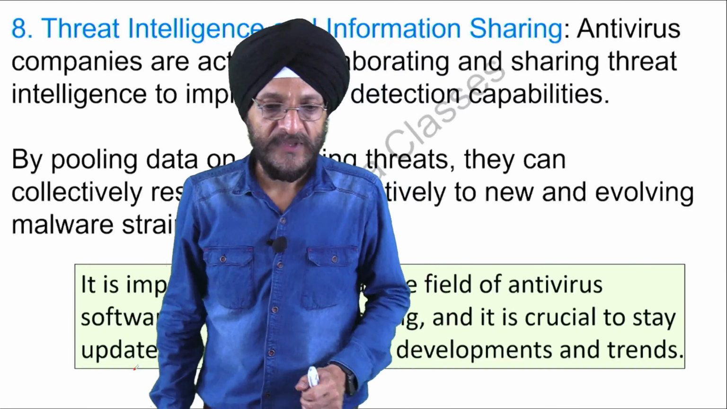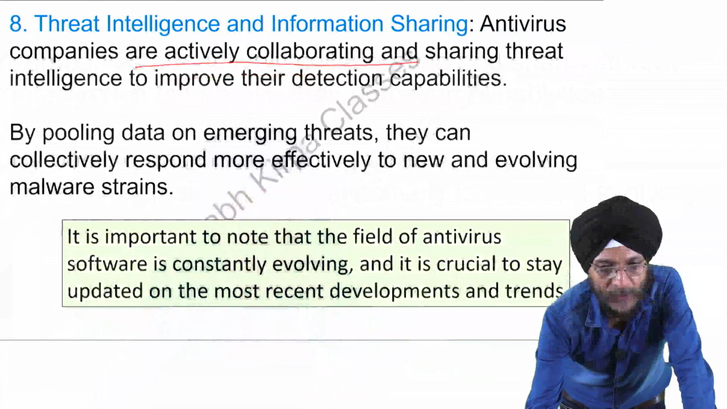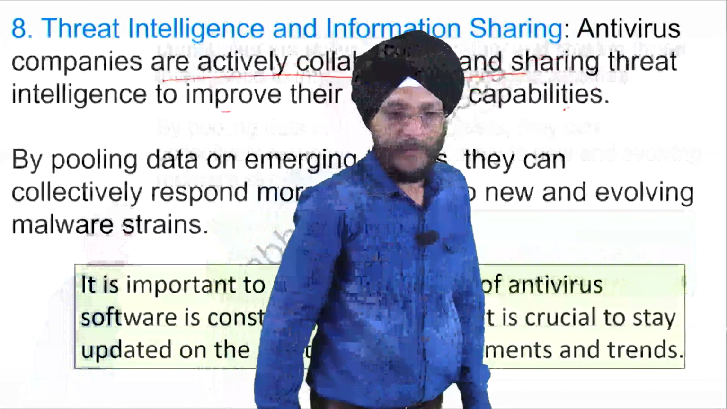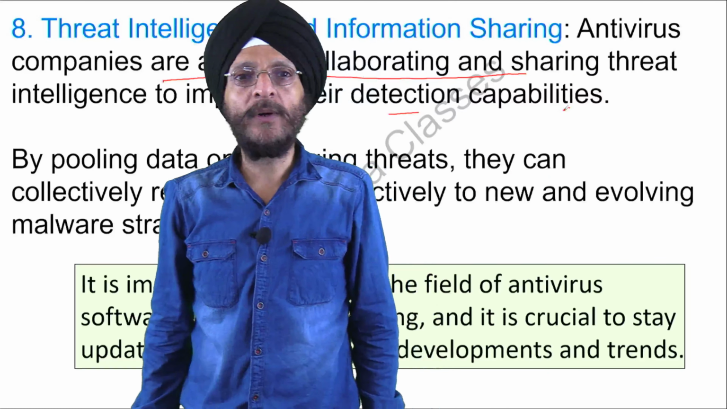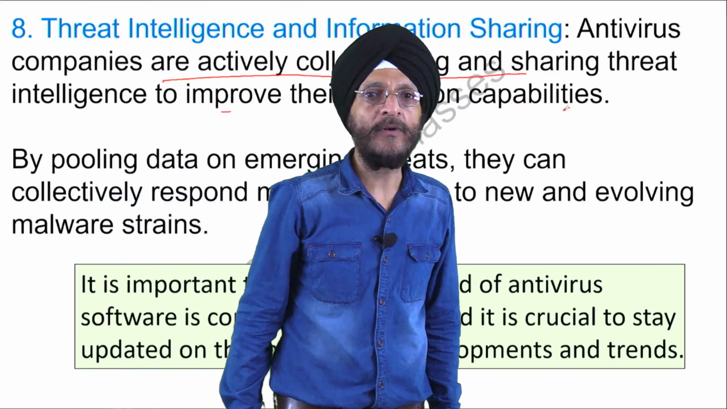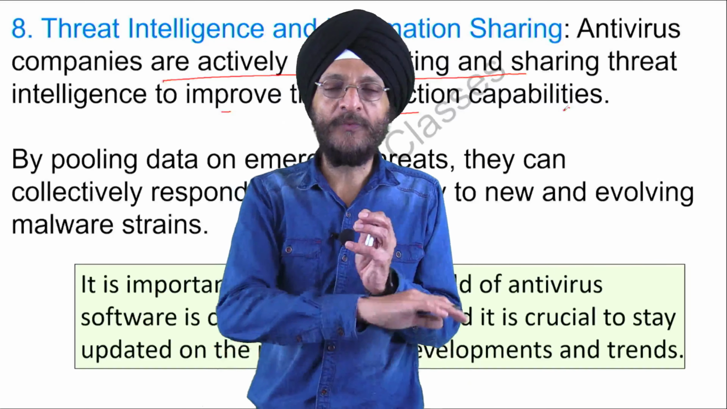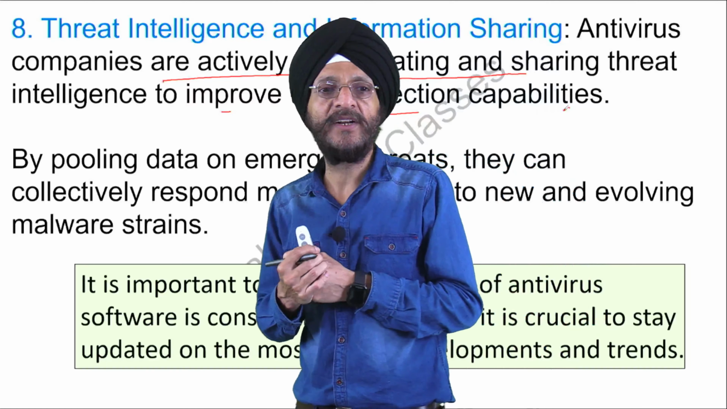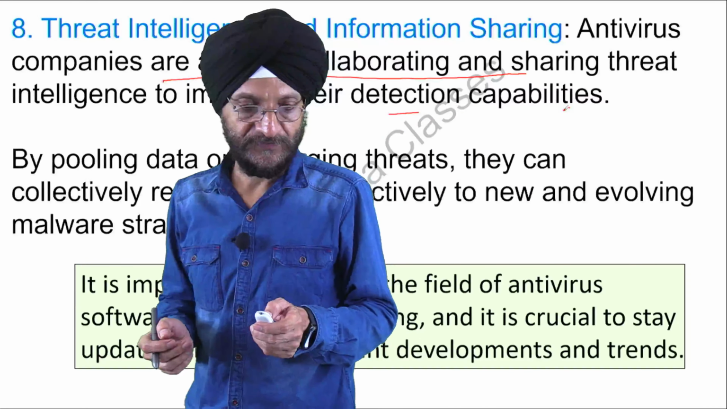Threat intelligence and information sharing. Antivirus companies are actively collaborating and sharing threat intelligence to improve threat detection capabilities. By pooling data on emerging threats, they can collectively respond more effectively to new and evolving malware strains. It is important to note that the field of antivirus software is constantly evolving, and it is very important to stay updated on the most recent developments and trends.